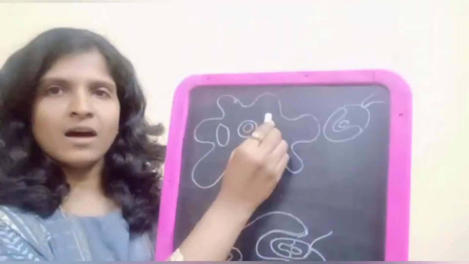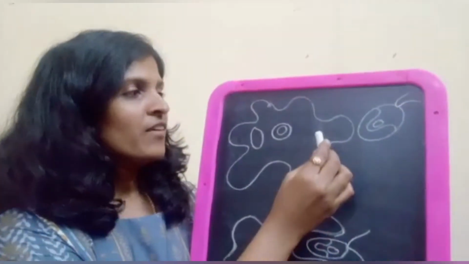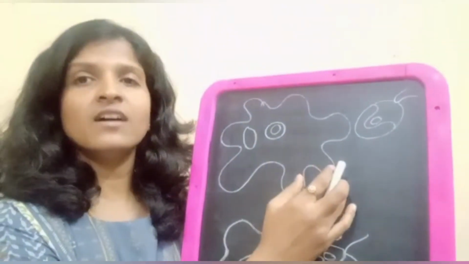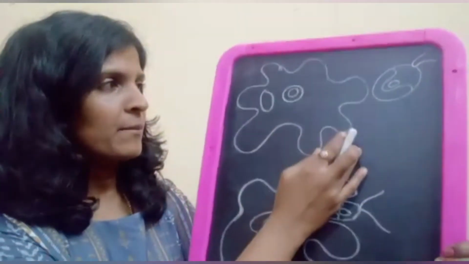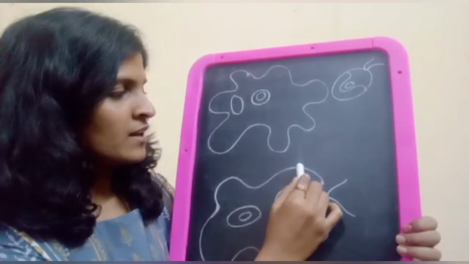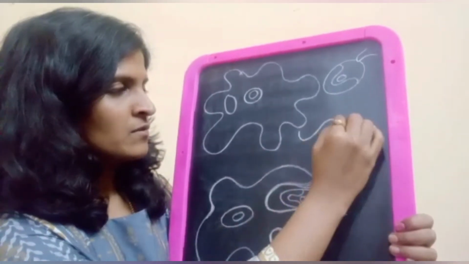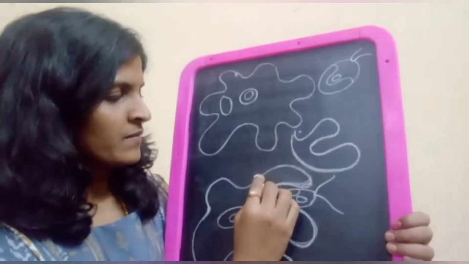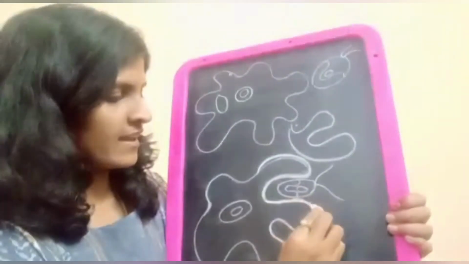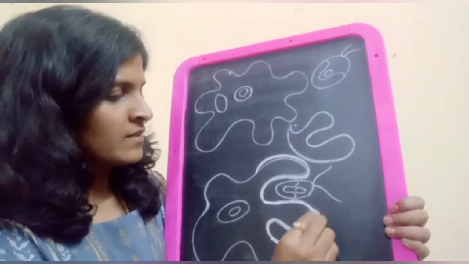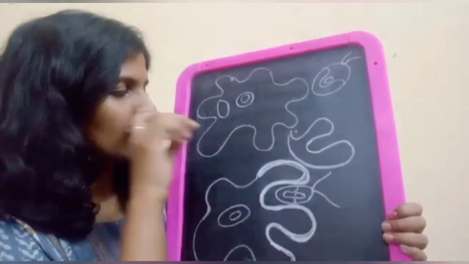First let's see about the nutrition in amoeba. Amoeba is a single cell organism which we can see in ponds or in ditches. This is the amoeba structure, a single cell organism. When the organism comes in contact with a food particle, what will happen? The amoeba will throw out projections around the food particles, as we can see clearly in the diagram. This foot is called pseudopodia. Pseudopodia is nothing but false feet.